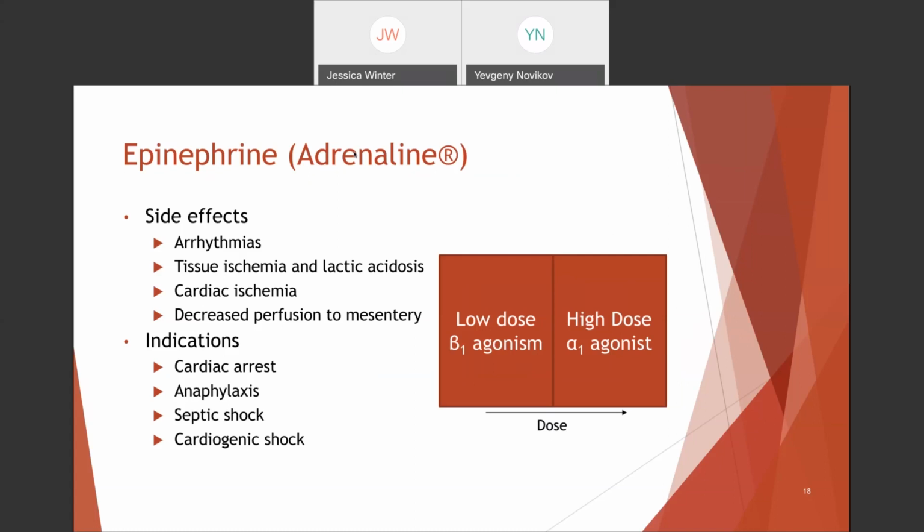When you might see it used as the first line or single agent might be in a patient with anaphylactic shock. Usually that's at lower doses, trying to target not only those beta-1 receptors, but lots of times those beta-2 receptors because it causes bronchodilation. Think about an EpiPen. Those are lower doses, 0.3 milligrams.